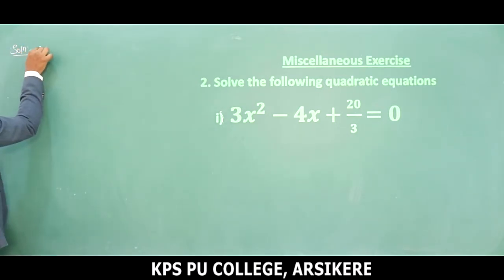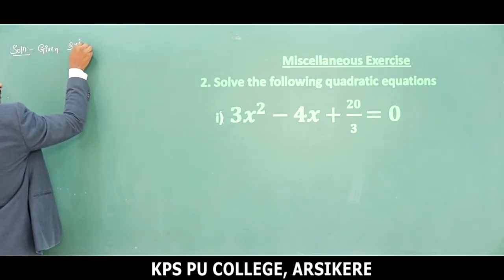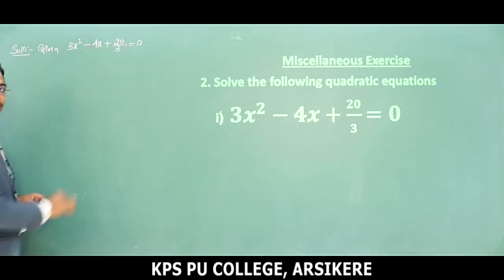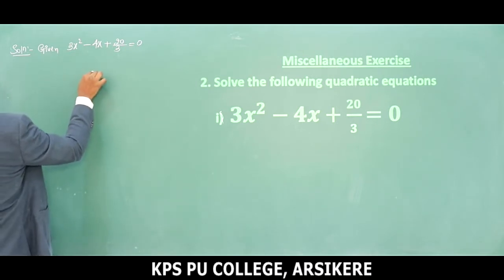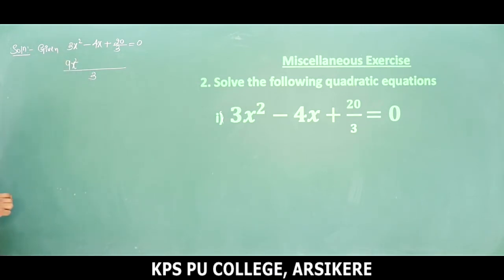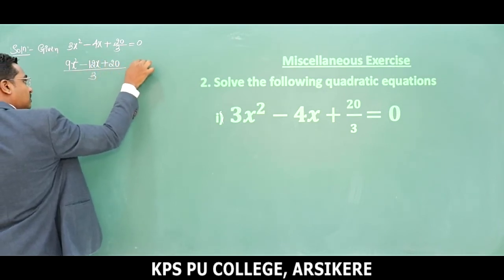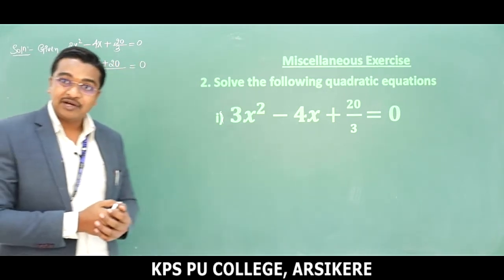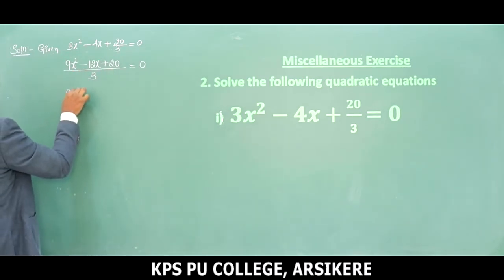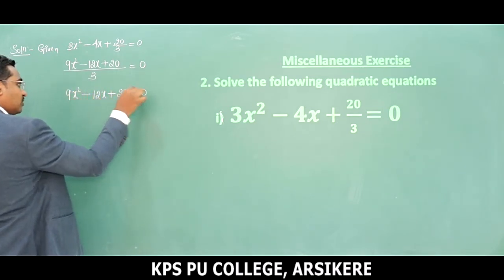Given 3x square minus 4x plus 20 divided by 3 is equal to 0. Take 3 as LCM there. If you take 3 as LCM, this reduces as 9x square, because the denominator 1 is there, minus 12x plus 20 is equal to 0. Now take cross multiplication. So this reduces as 3 into 0 is 0. So finally we are left with the equation 9x square minus 12x plus 20 is equal to 0.